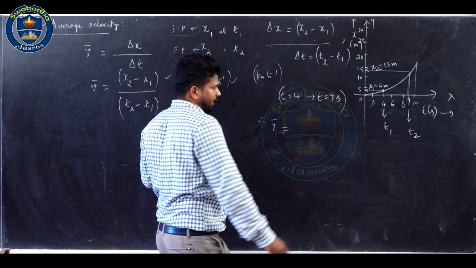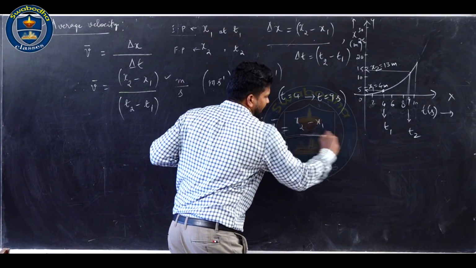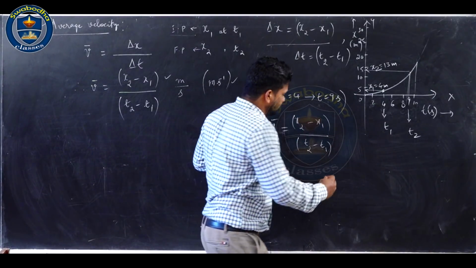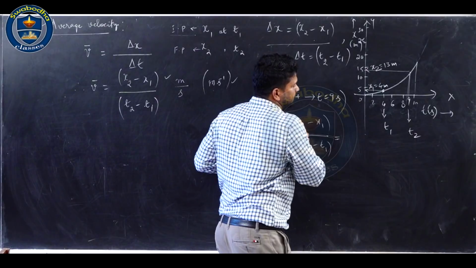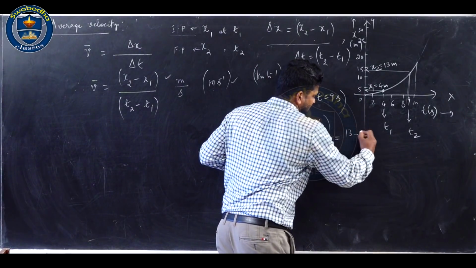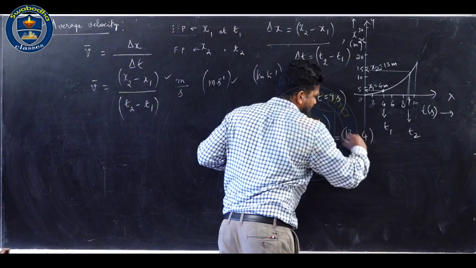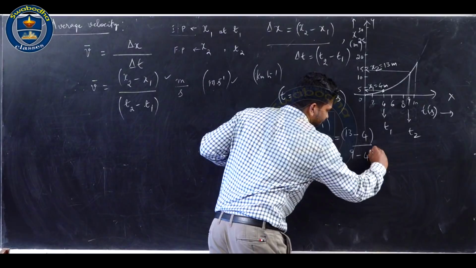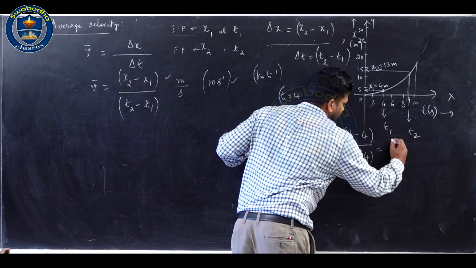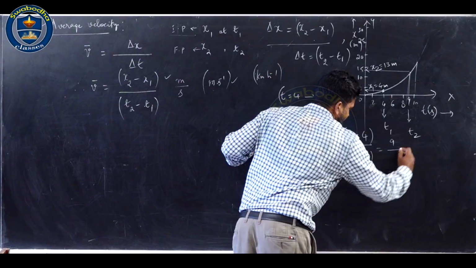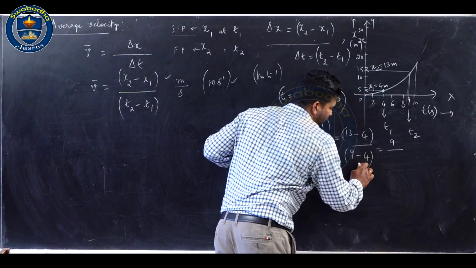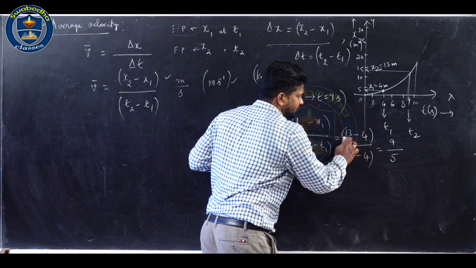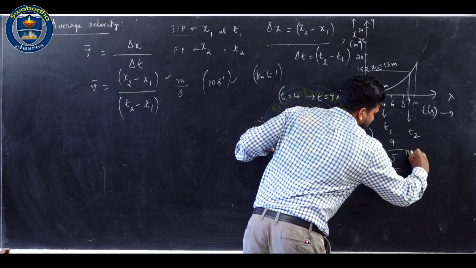interval 4 second to 9 second would be x2 minus x1 divided by t2 minus t1. Correct? x2 is how much? Say 13 meter minus x1 is 4 meter, divided by t2 is 9, t1 is 4. So this is 13 minus 4 divided by 9 minus 4. Correct? This is this much meter per second.